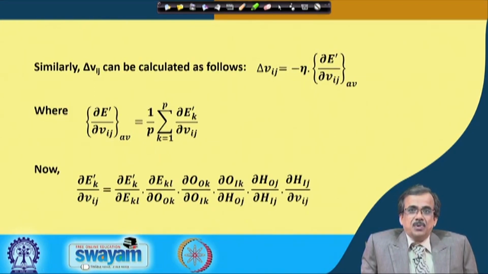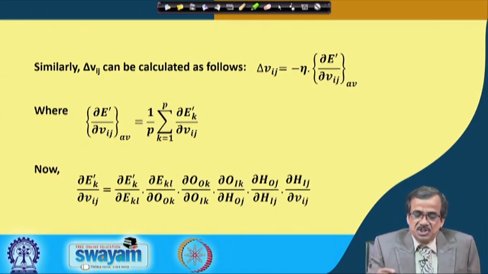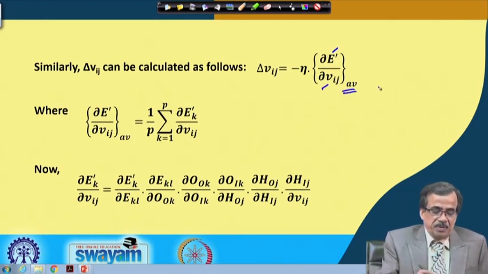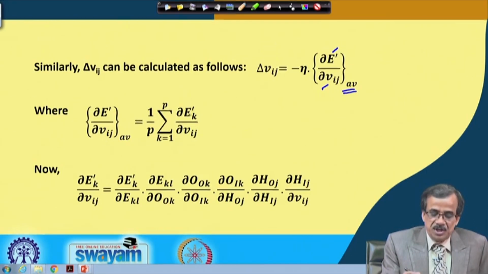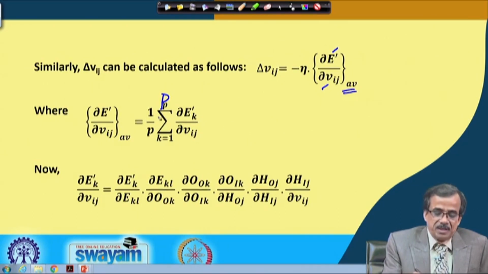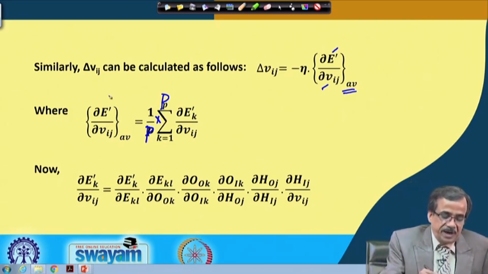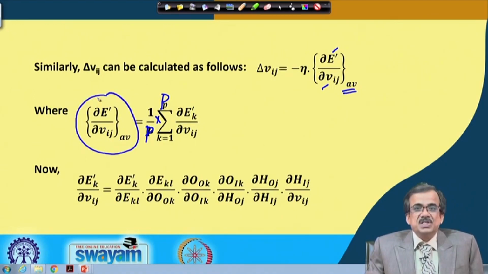Now, then comes how to update the V_ij. Delta V_ij is nothing but minus eta times the partial derivative of E prime with respect to V_ij average, and this del E prime del V_ij average is nothing but the summation over k equals 1 to capital P of del E_k prime del V_ij, and we will have to sum them up and then multiply by 1 divided by capital P. So, this is the way we can find the average of this partial derivative.